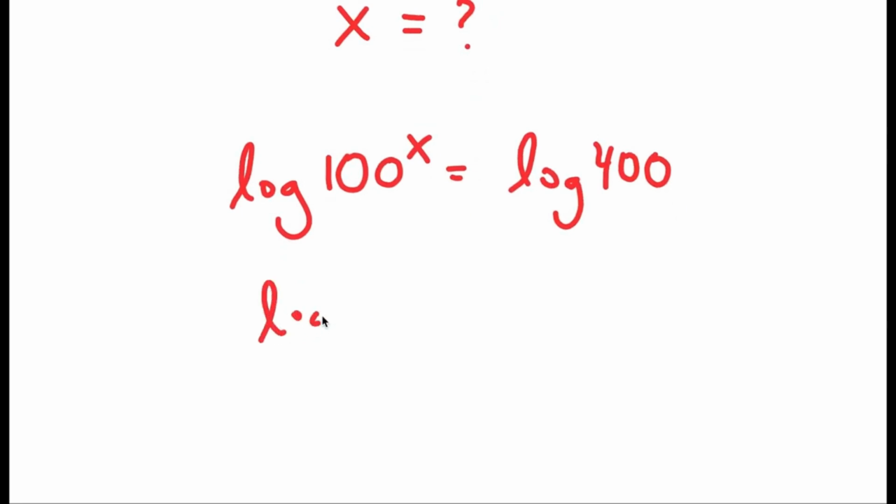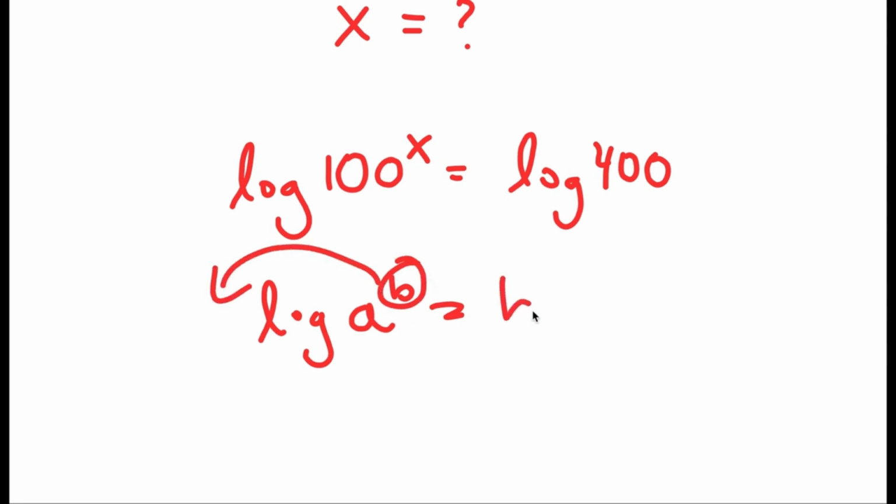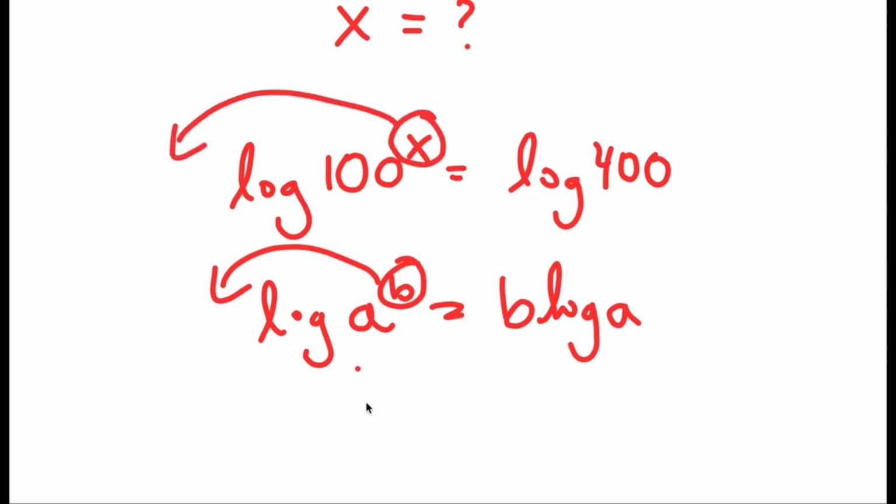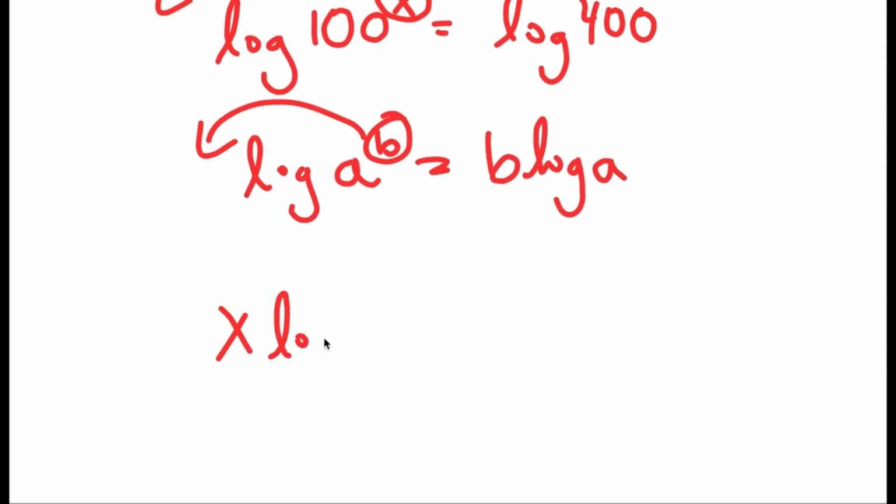And if I have something in the form log a to the power of b, I can move this exponent of b to the front, so I get b times log a. In this case, I have log 100 to the power of x. I can move x to the front, so I get x times log 100 is equal to log 400.